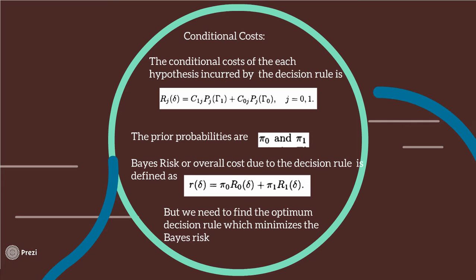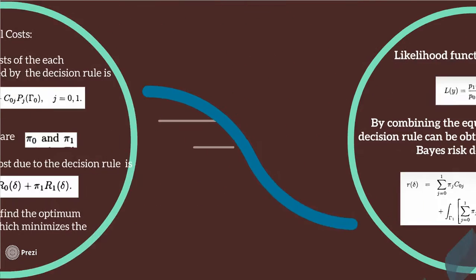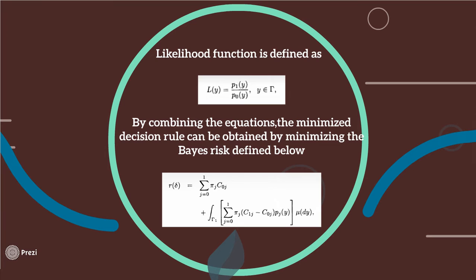Combining the conditional costs, the Bayes cost is given by R of delta equals pi 0 into R0 of delta plus pi 1 into R1 of delta, where pi 0 and pi 1 are the prior probabilities. We have to obtain the optimized decision rule, which involves obtaining the threshold from a factor called likelihood ratio. Likelihood ratio is obtained as follows. L of Y equals P1 of Y divided by P0 of Y, for Y belonging to the region gamma.